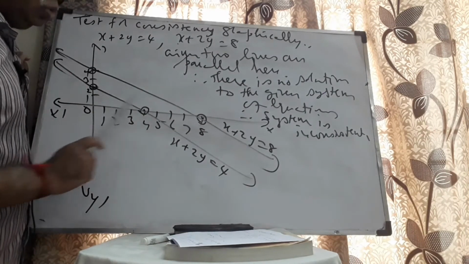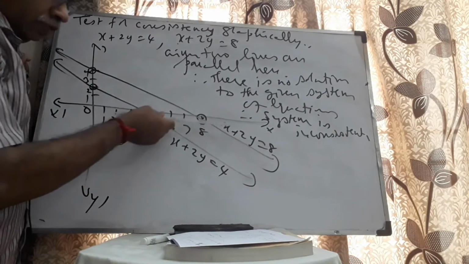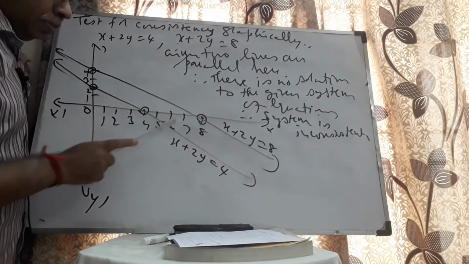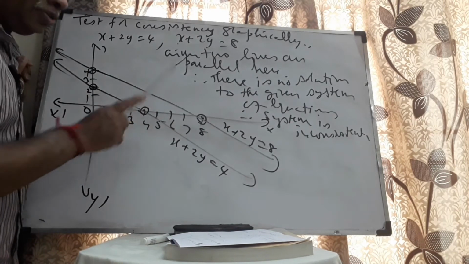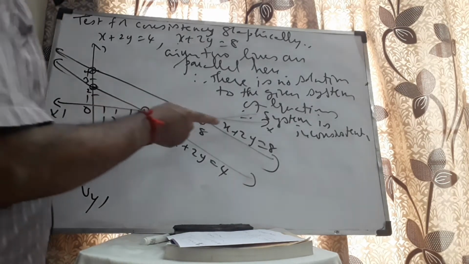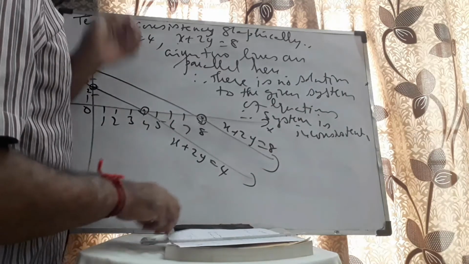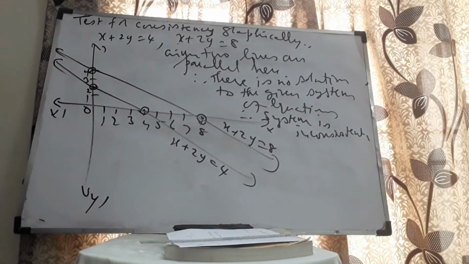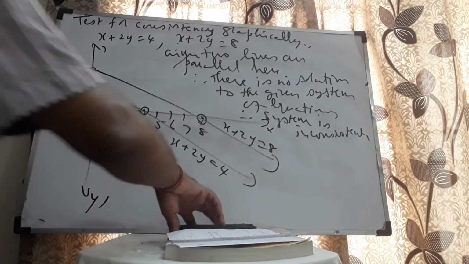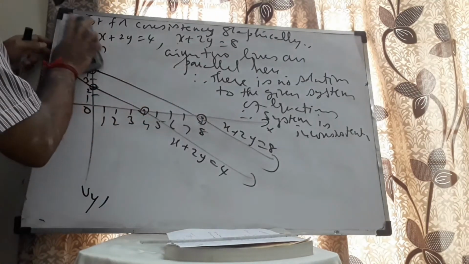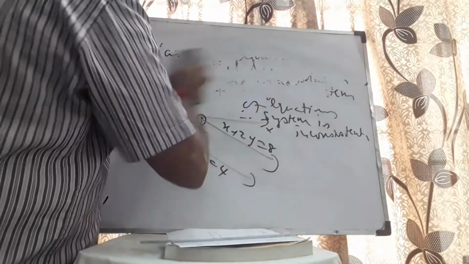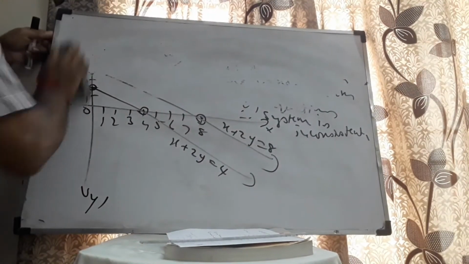Okay, if you draw with uniform measurements, it will be even better. The diagram will be better. Okay, therefore the system is said to be inconsistent here. We come to the conclusion the system is inconsistent. Okay, let me take another example.